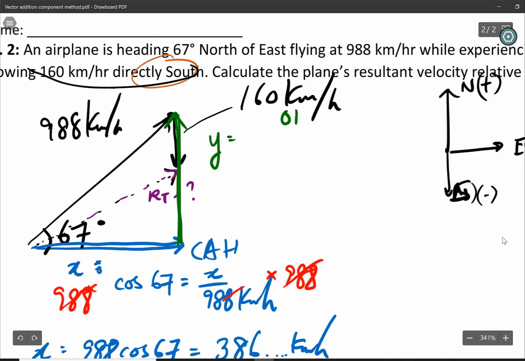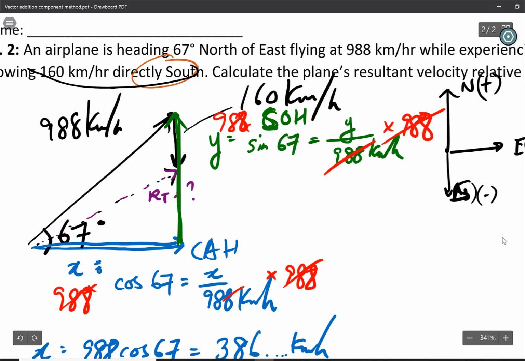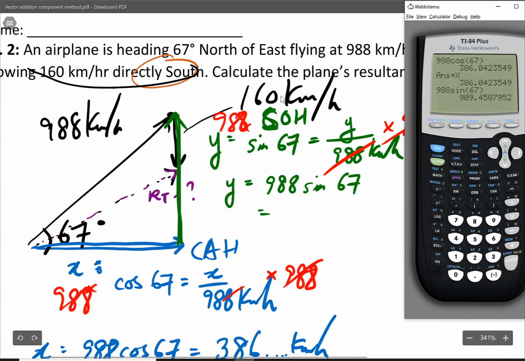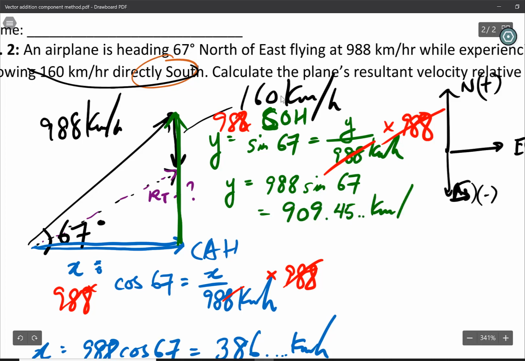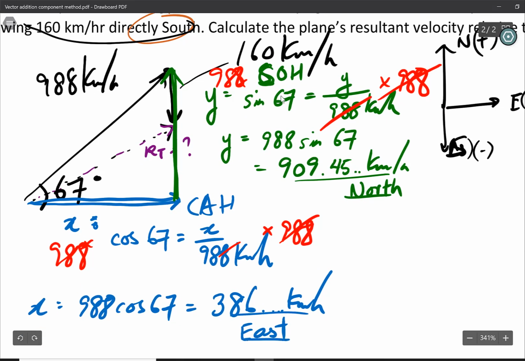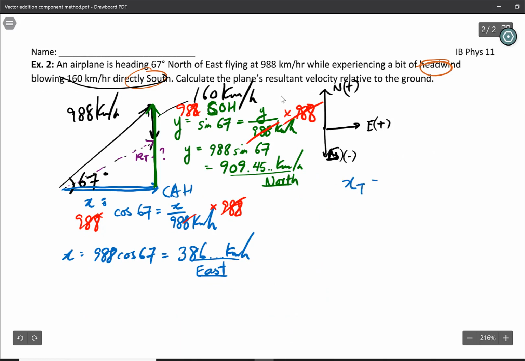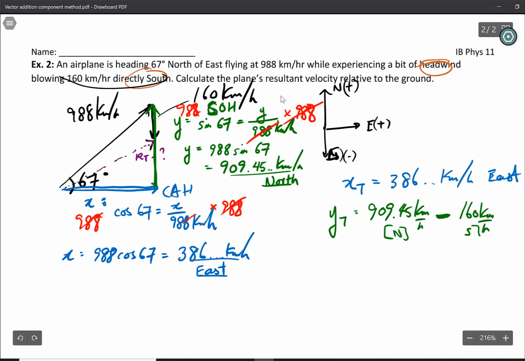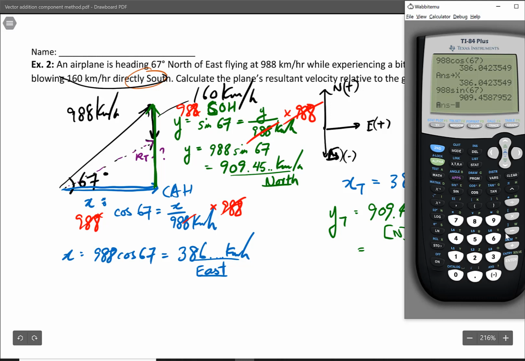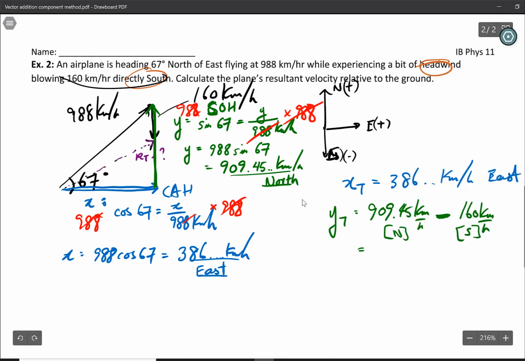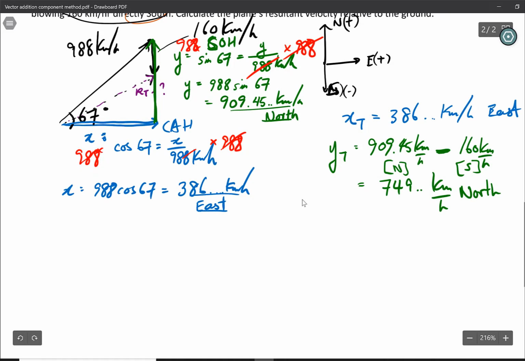Okay, so now we have the opposite side, so we use sine to find the y component of our plane's velocity, and that gives us 909. And saving that on the calculator again so that we have it for later. So now we can add our components together in the x and then the y. So the x direction, that's only our plane. But now notice in the y direction, our wind is opposing the plane's velocity going south. So that's why we subtract it from the plane's velocity going north, giving us 749 kilometers per hour north.